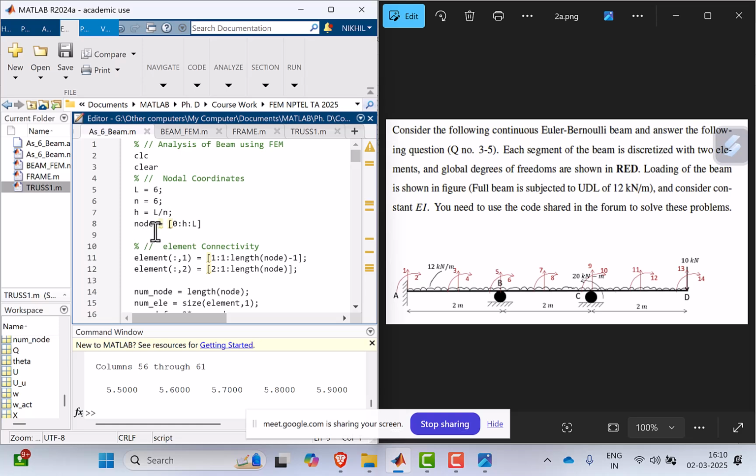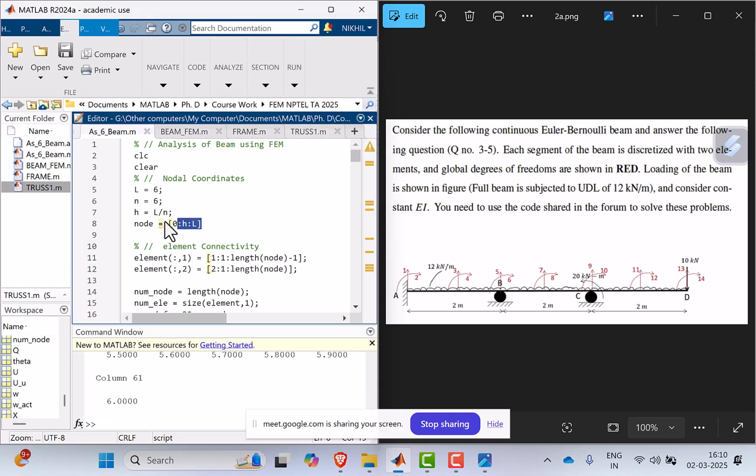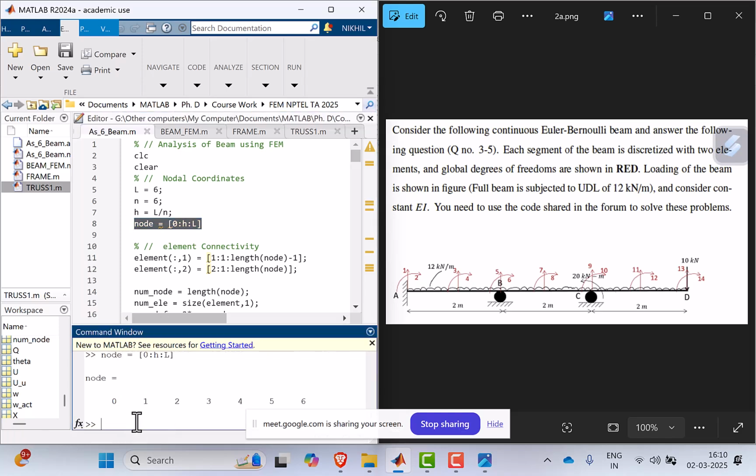Now to get the nodes, what you will do, I'll run this first. Okay, now if you see, we get the points at which we have the nodes. So 0, 1, 2, 3, 4, 5, 6. These are the nodes, the nodal points.